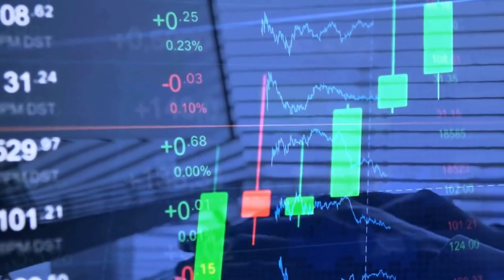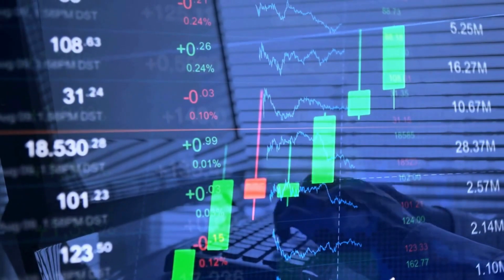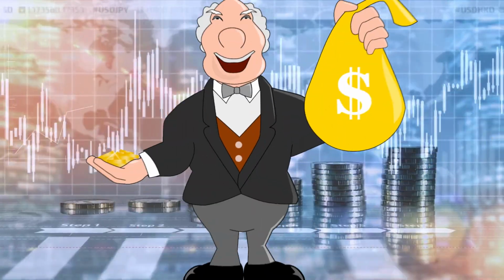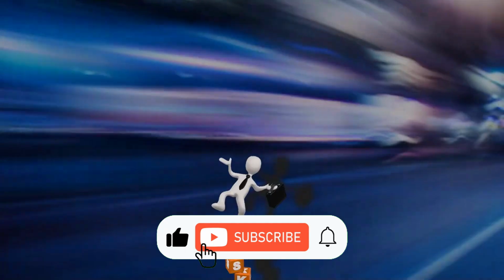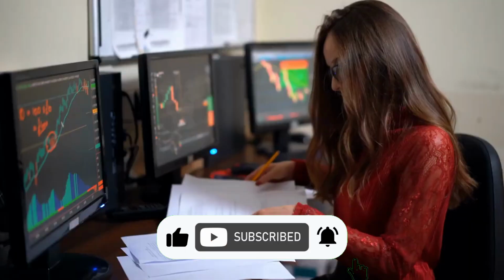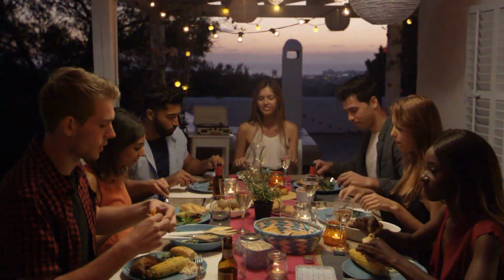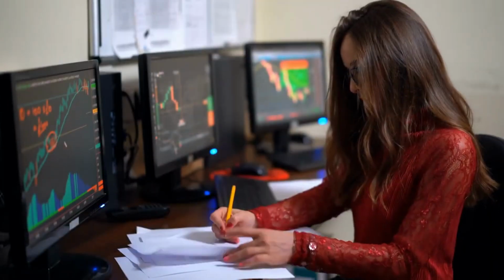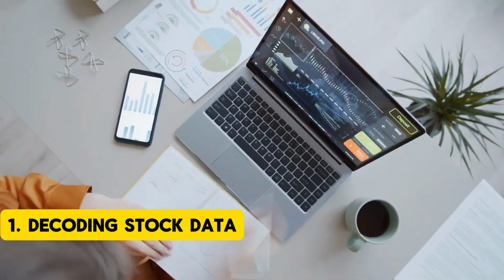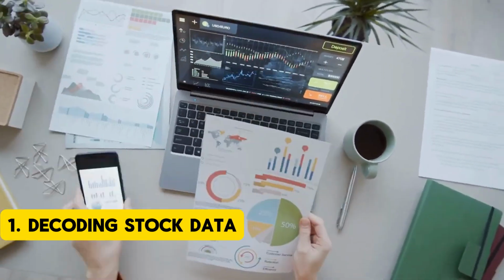Reading stock data and choosing the right investments doesn't require you to be Warren Buffett or a financial wizard. With the right tools and insights, you can confidently navigate the stock market and, who knows, maybe even impress your friends at dinner parties with your financial acumen. Let's dive in. 1. Decoding stock data.